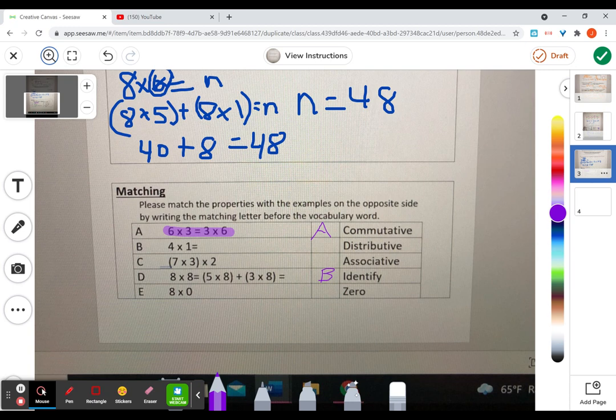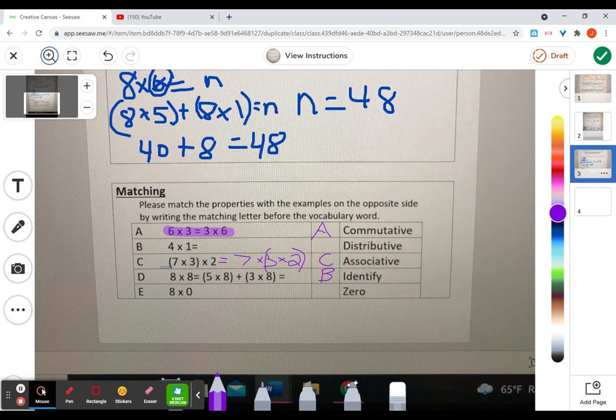This next one looks like 7 times 3 times 2, and it looks like it's the start of what could be the associative property of multiplication. So I'm going to finish it because I just want to make sure that I'm showing that I understand it. I know it's got to be the associative property because it's dealing with 3 factors. So I'm going to just rewrite the problem and move my parentheses. So this has got to be C.